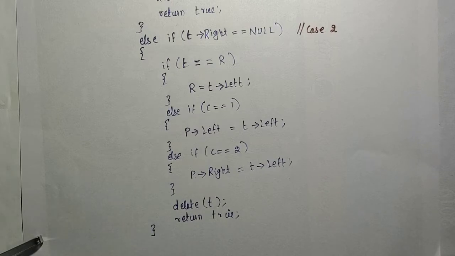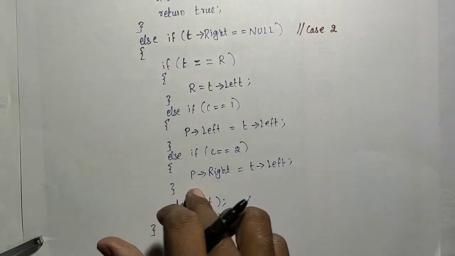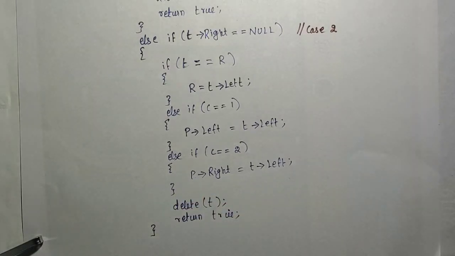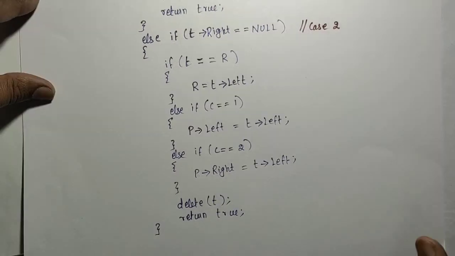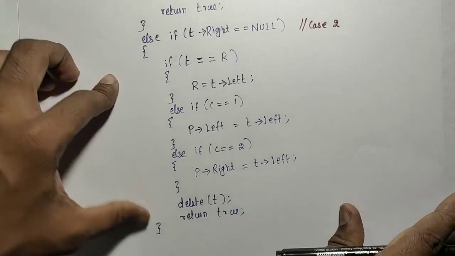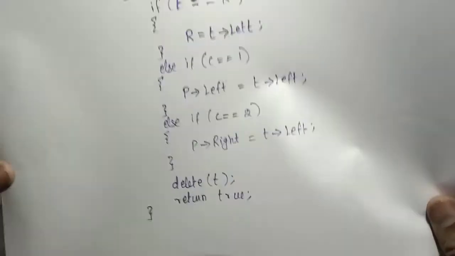In case 1, one child is missing. Case 2, again one is missing, either left or right. In case 3, both subtrees are present for the tree. That is case 3. So by default, that is case 3, so the else part is by default the third case.